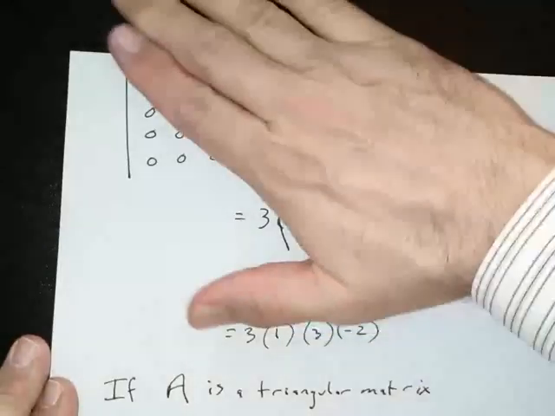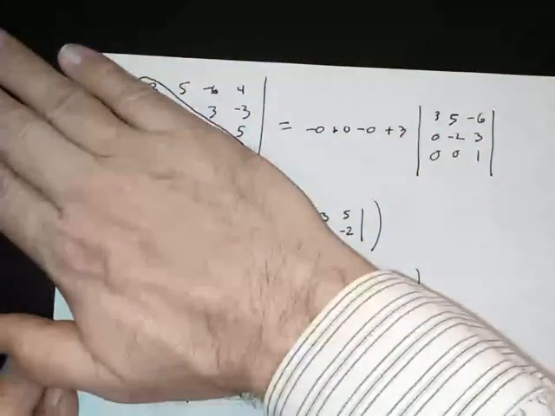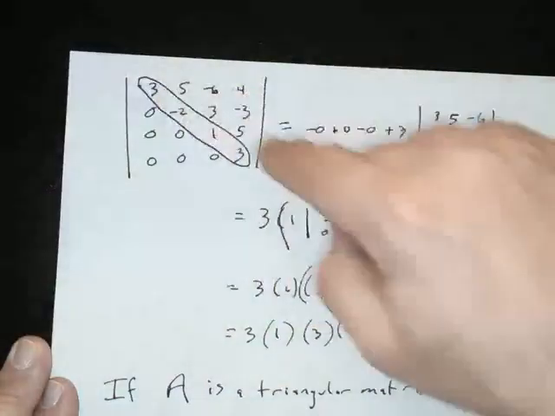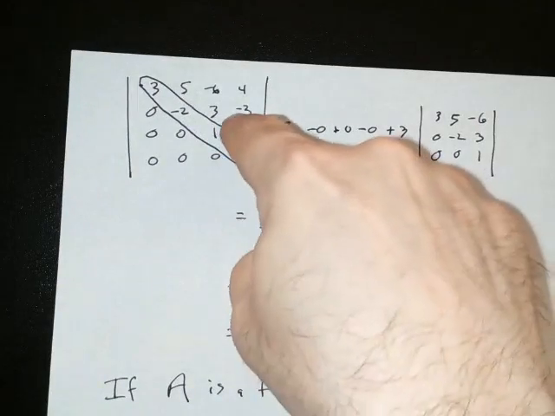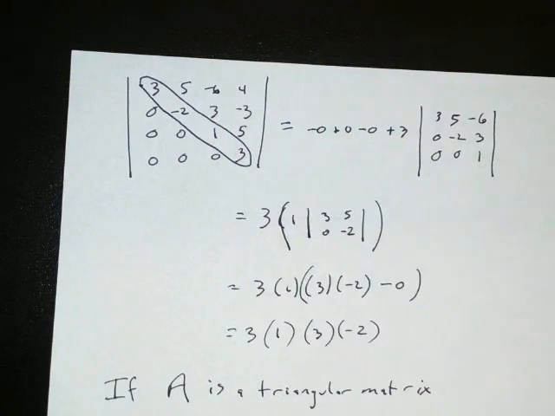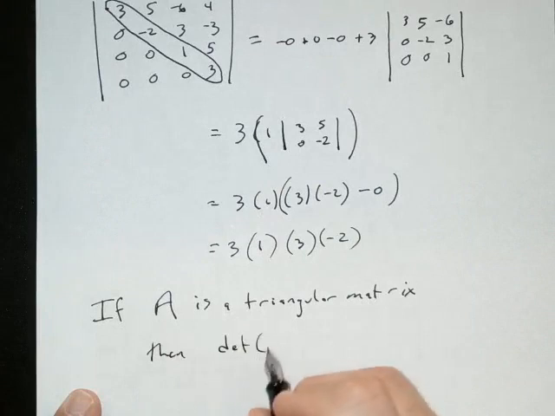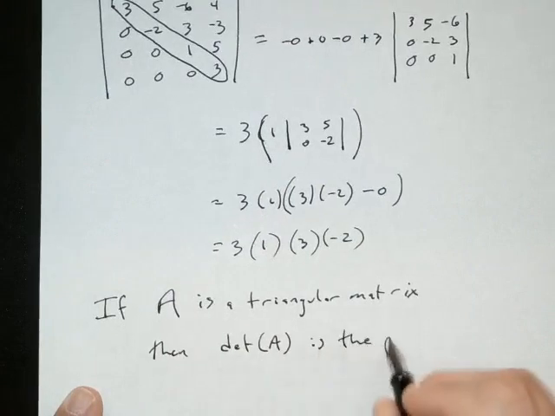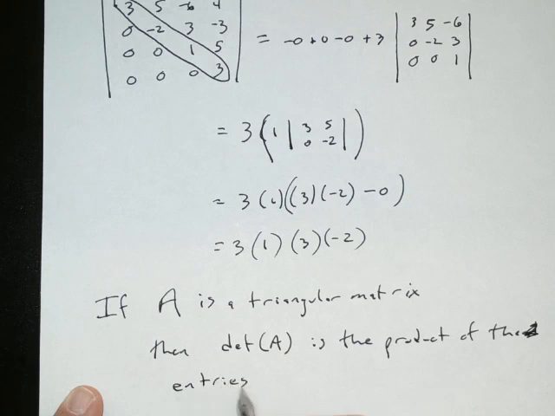It means that all the entries either below that main diagonal are 0, or all the entries above in that little triangle above or below are 0. So if A is triangular, whether it's upper triangular like this one is, or all the numbers are under or on the diagonal, then the determinant of A is the product of the entries on the diagonal.